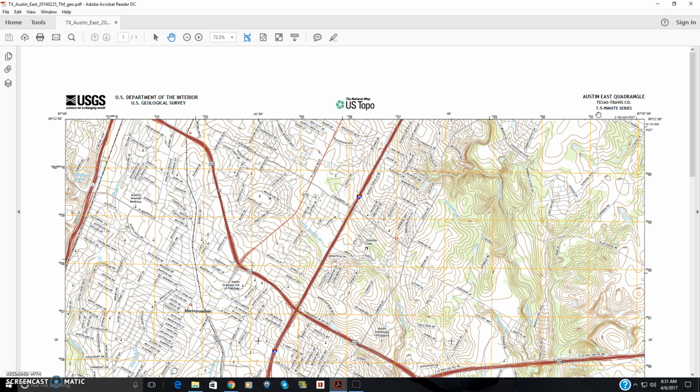And an easy way to see that that is the case is to take, in this case we'll look at the longitude, so the longitude of the east boundary and the longitude of the west boundary, and compare those numbers. Remember, the longitude of the west boundary is 97 degrees 45 minutes. The longitude of the east boundary is 97 degrees 37 minutes 30 seconds. If I subtract those two numbers, I will get 7 minutes 30 seconds. That means that this is a 7.5 minute quadrangle map.